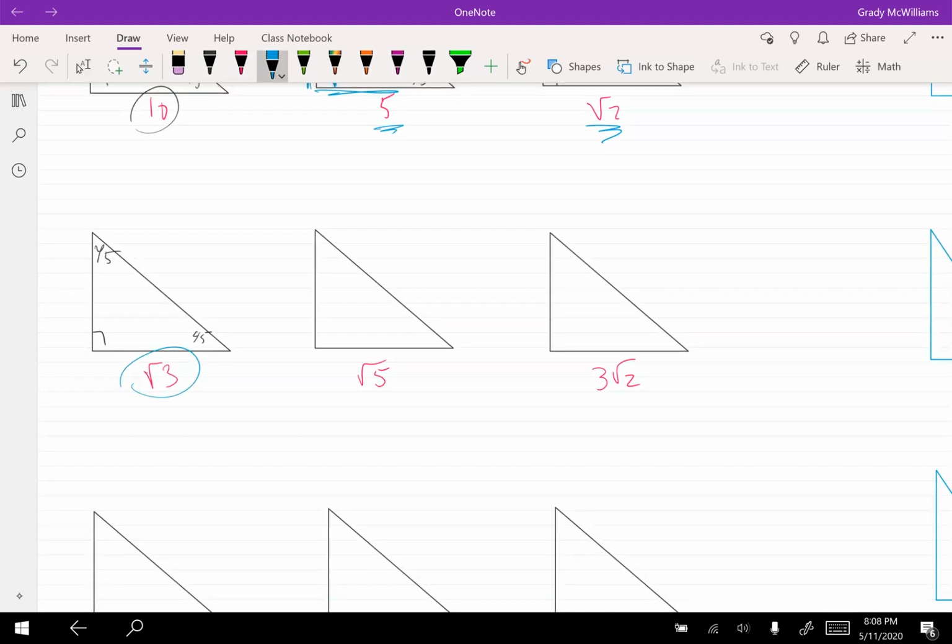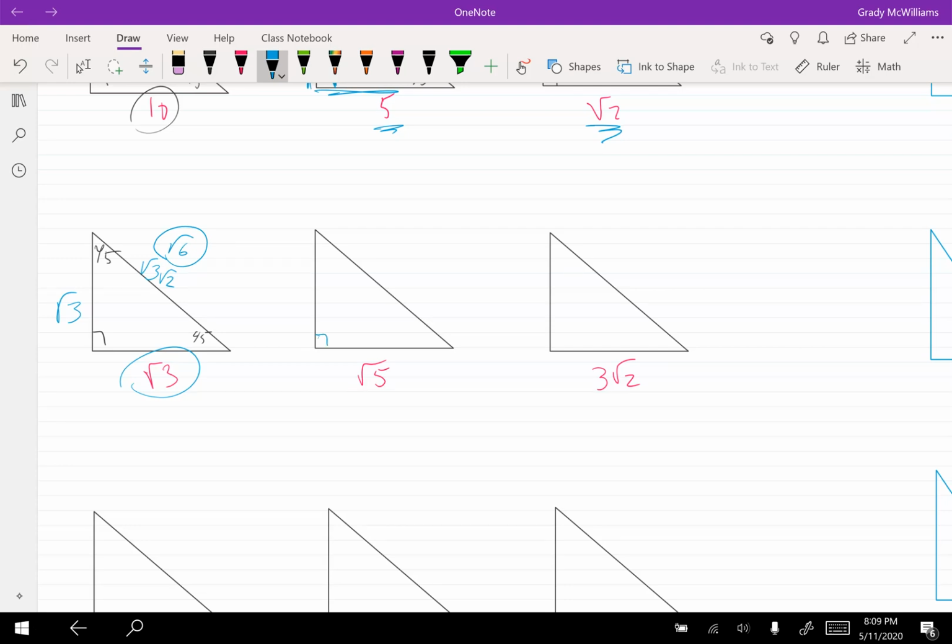Square root of 3 is this leg. That means this leg should also be square root of 3. What's the hypotenuse going to be? Well, you take the leg times the square root of 2. And because they're both under a square root, we can multiply them together, you get the answer of square root of 6.